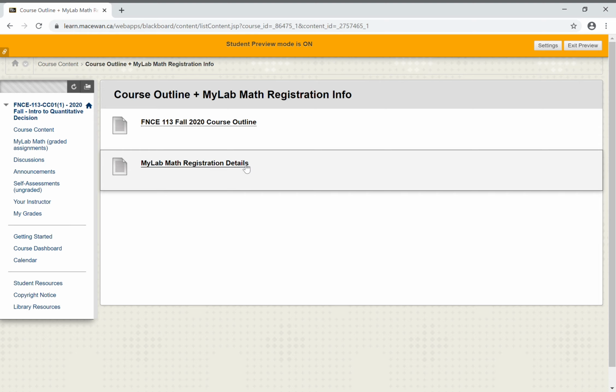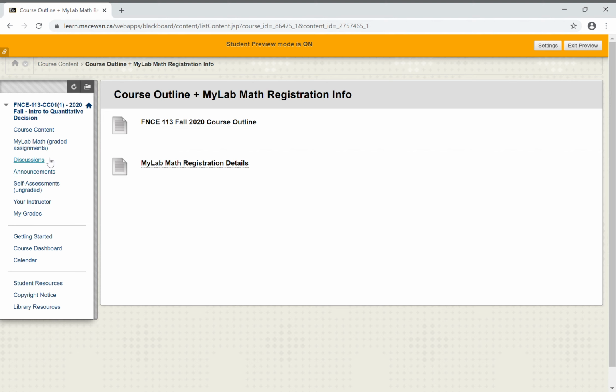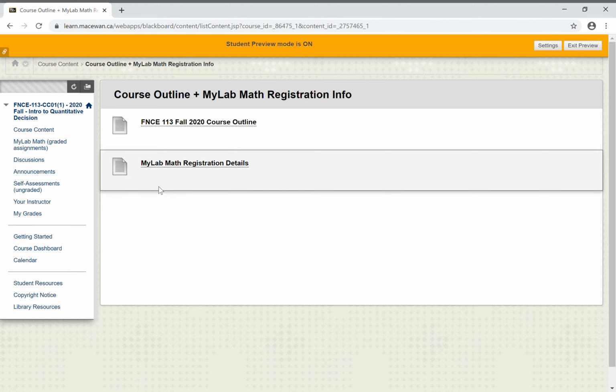Yes, so the registration details are in this file, MyLab Math. If you click on this, you will see step-by-step instructions on how to register for MyLab Math. Now, as I said, you have a couple of different options. You can either buy the textbook and the code comes with it. You can buy the textbook from McEwan's store, or if you already have the book, you can just buy the code online.